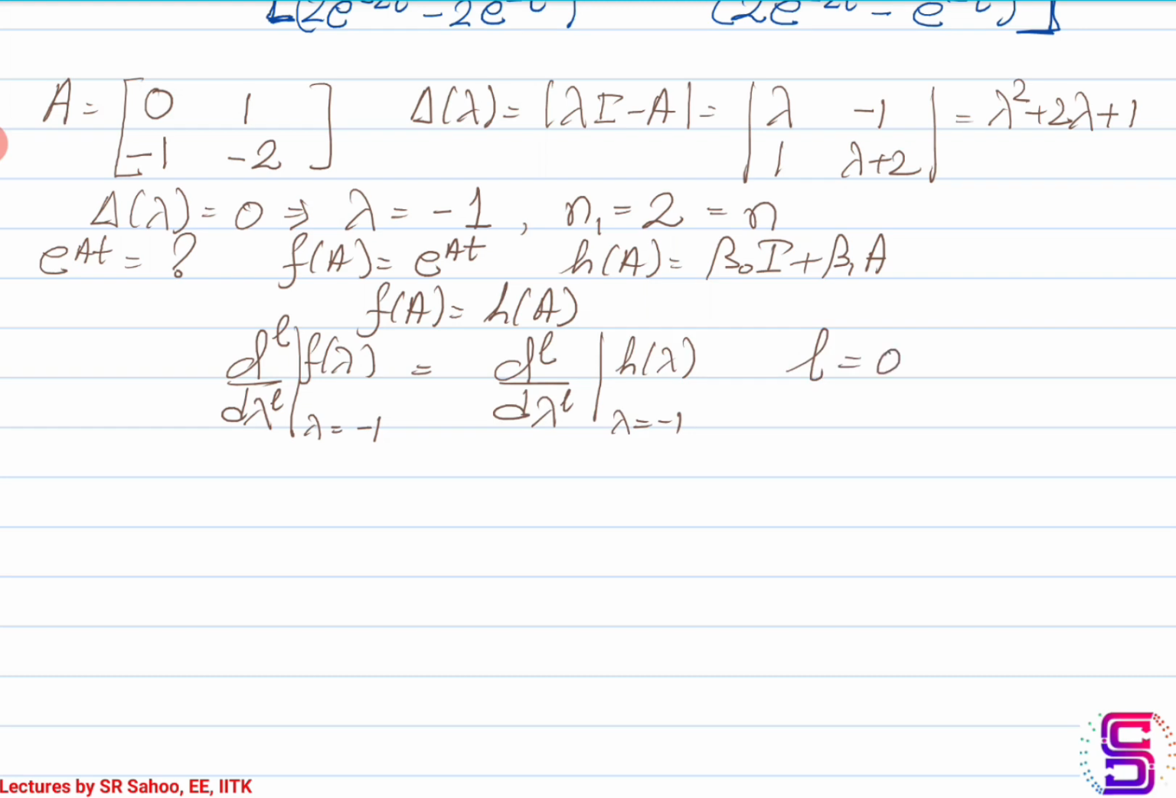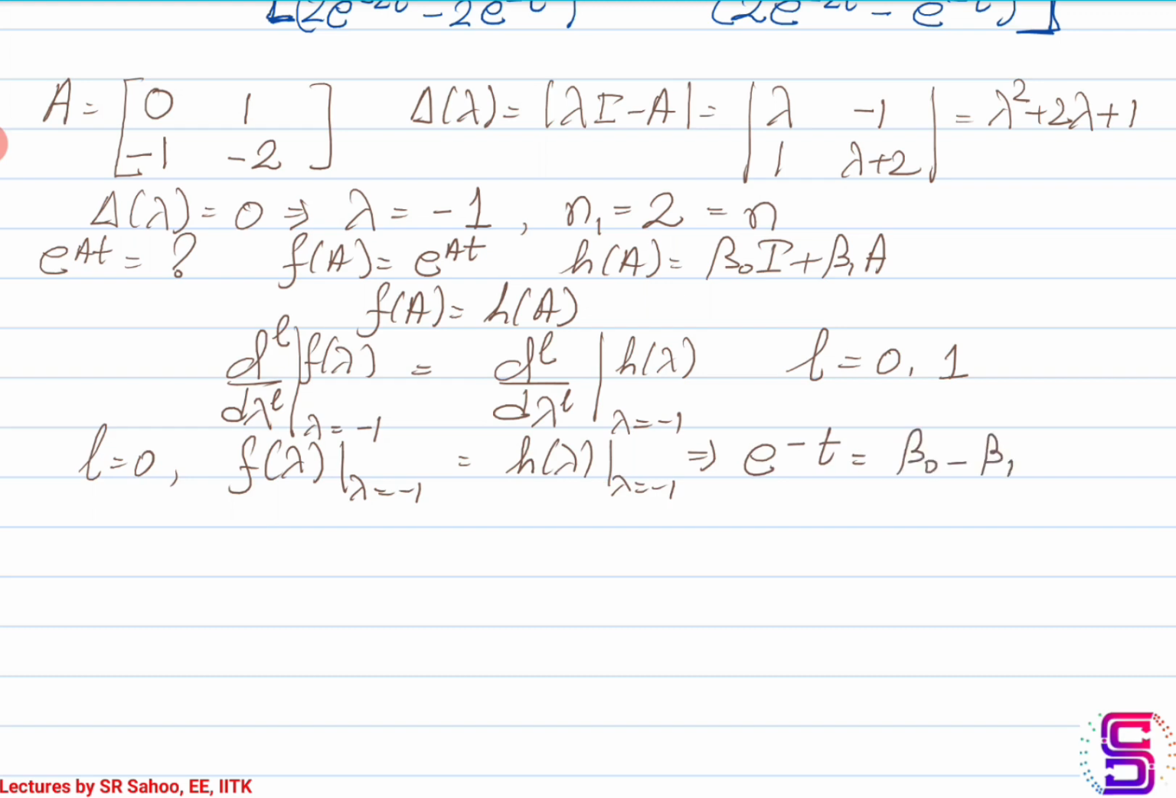This will do for L equal to 0 and L equal to 1. N1 is 2, so 2 minus 1 points. Okay. So for L equal to 0, essentially you don't take any derivative. So f of lambda at lambda equal to minus 1 is equal to h of lambda at lambda equal to minus 1, which is essentially e power minus t is equal to beta 0 minus beta 1. So you get the first equation.